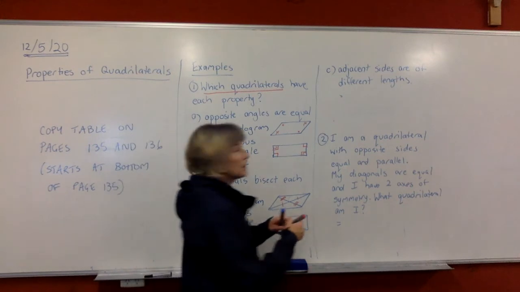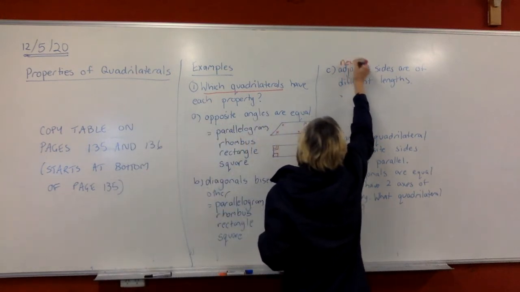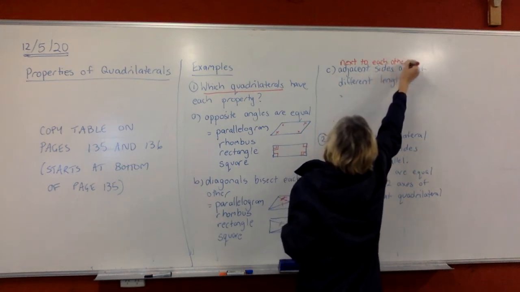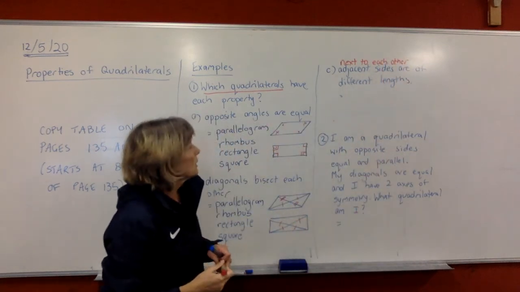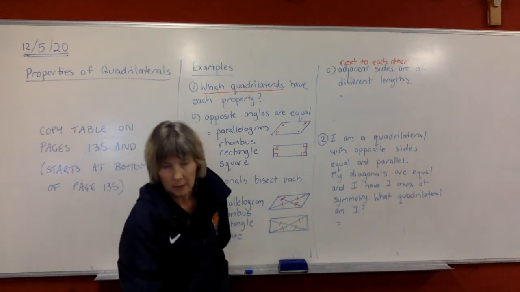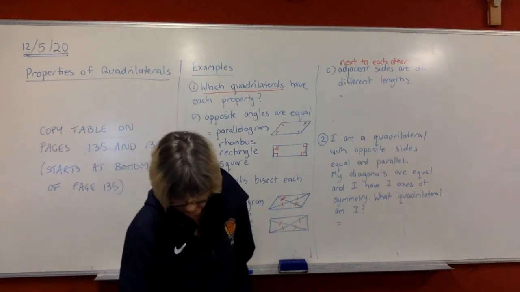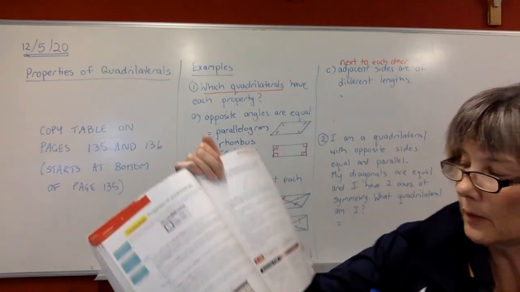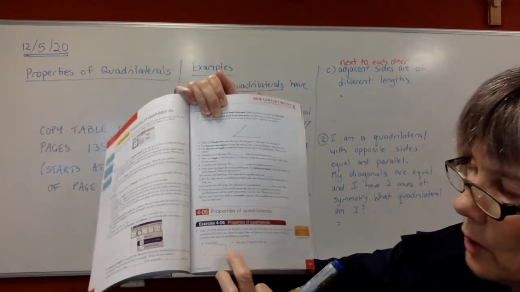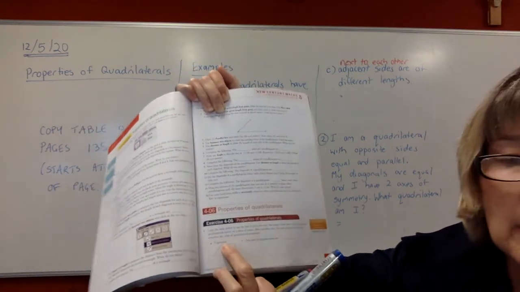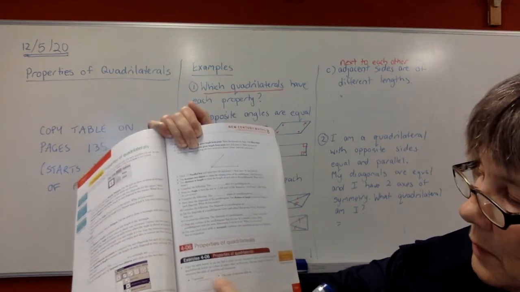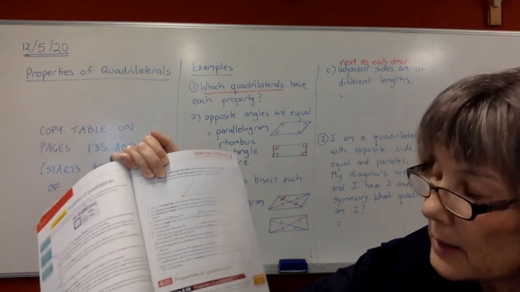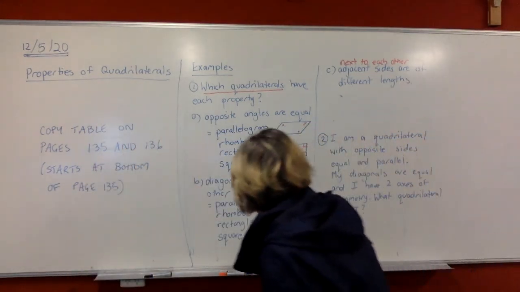Okay, the next one we're looking at is C. Adjacent. Remember, adjacent means next to. Next to each other. So we want the sides that are next to each other to be of different lengths. Okay, so if we have a look at the trapezium, that definitely happens there. The sides next to each other are different lengths. These 2 next to each other are different lengths. These 2 next to each other are different lengths. So this does actually happen with the trapezium.